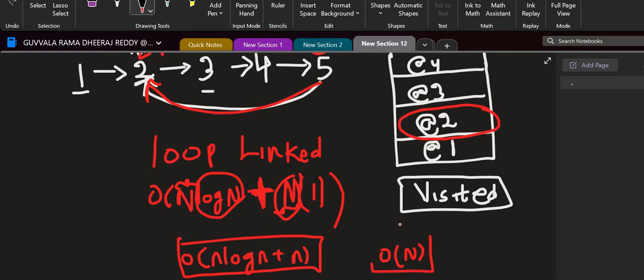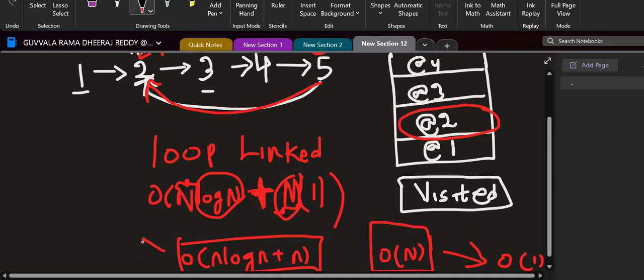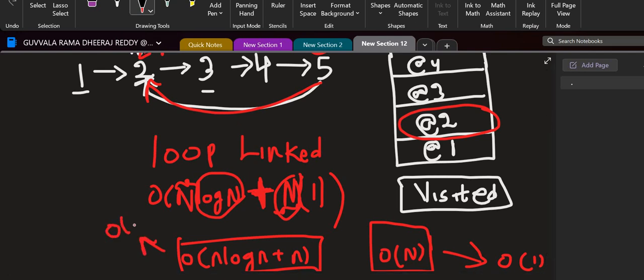So can we decrease this space complexity to big O of 1, and decrease the time complexity to order of n? Can we do this? You can do this, but if you are getting this idea of this approach, then you are going in a good way.